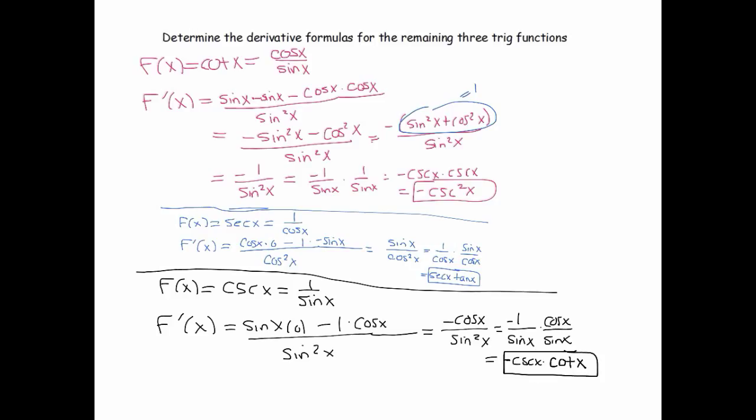So there are the derivatives of those 6 trig functions. You've got sine, cosine, tangent, cotangent, secant, and cosecant. If you take AP Calculus, these will need to be memorized if you want to have success on the AP exam.